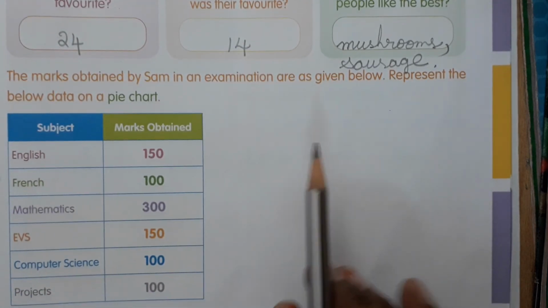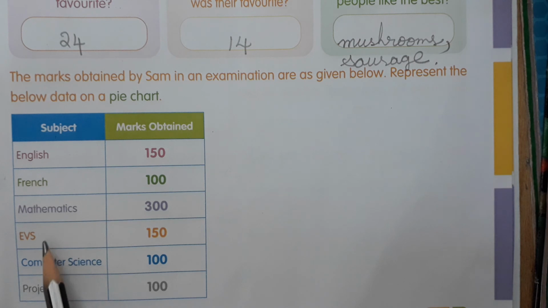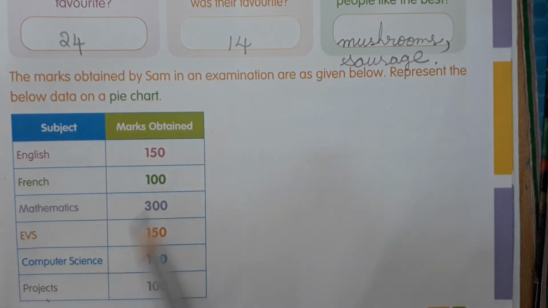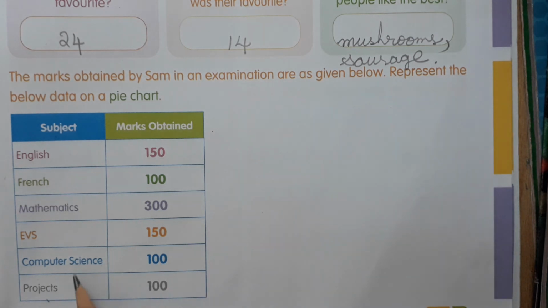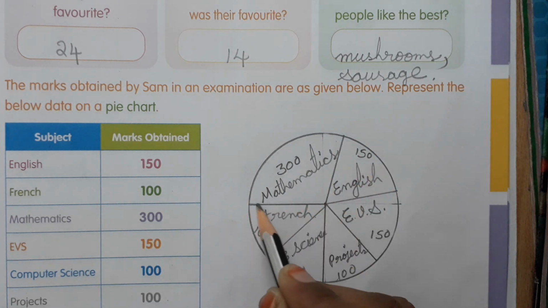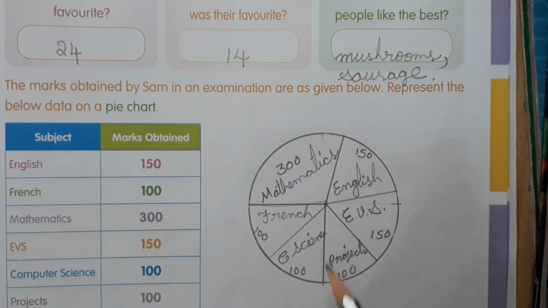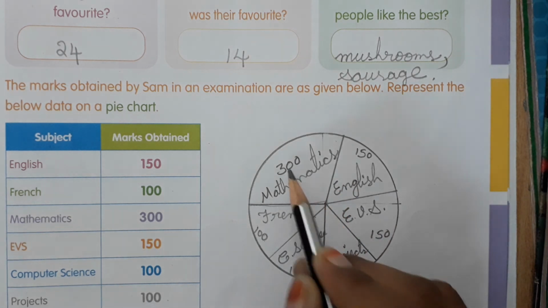So look here. Subject, marks obtained. English, French, Mathematics, EVS, Computer Science, projects. So these are the marks. So here you have to draw a pie chart children. Draw the pie chart and mention these in the pie chart. Look here children, this is the pie chart. So first I divided the whole circle into 3 parts, children, like this. Each one 300. Okay, this is 300.